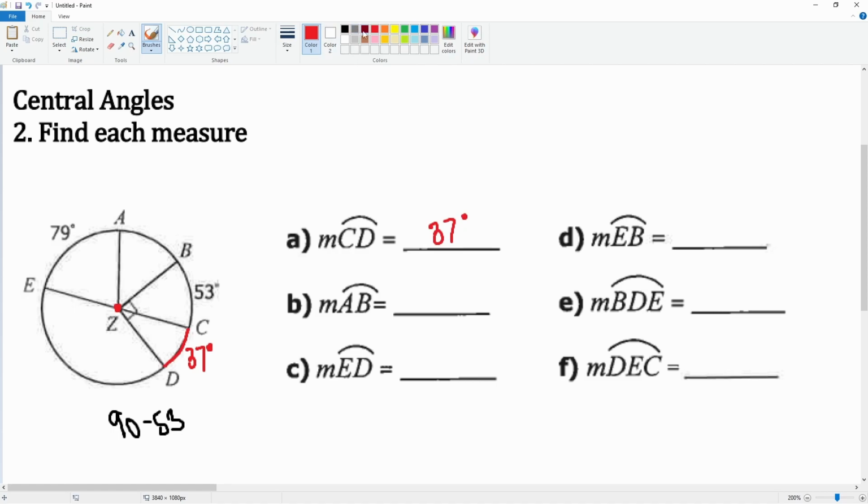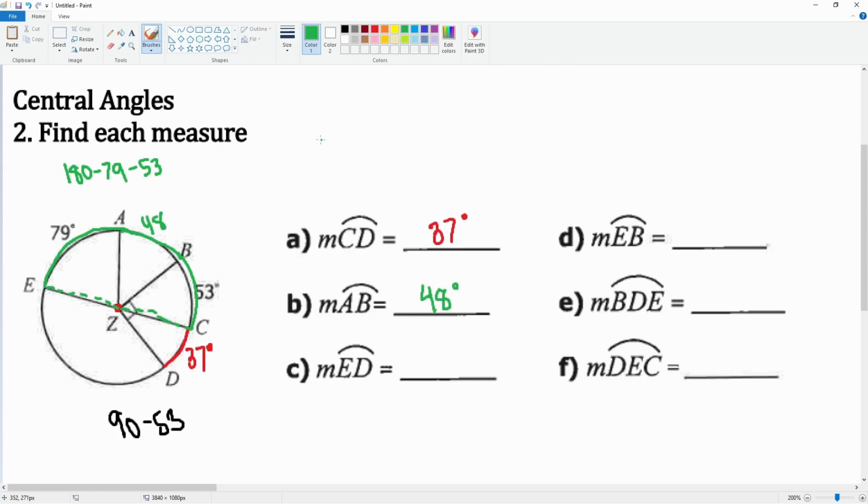Then next, we want to look at this angle, which is just AB. Notice that this whole thing goes through the center, so it's the semicircle. So that means this whole part has to add up to 180. So what we can do then is take the whole semicircle minus 79 minus 53, and what we're left over with is that arc part. So 180 minus 79 minus 53, that gets you 48. So this part is 48 degrees.